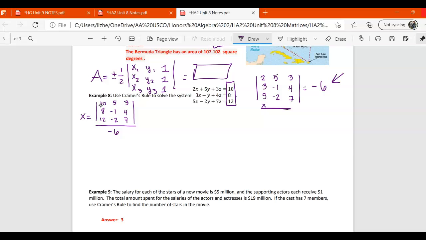Okay, so now I do second function matrix, math, determinant, and I get a -42. Divided by a -6 gives me a 7. So x is 7. Now for y.